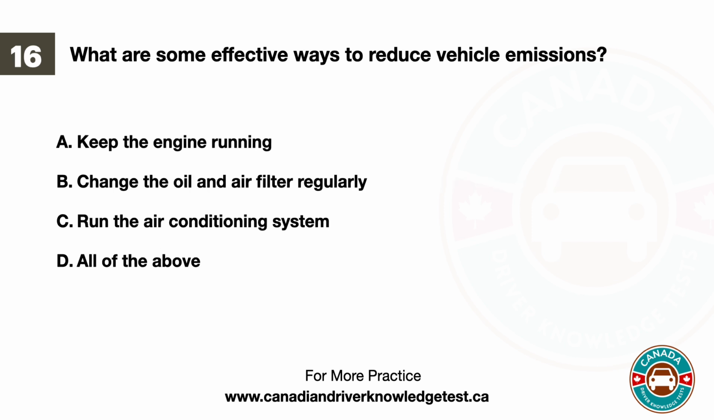Question 16. What are some effective ways to reduce vehicle emissions? A. Keep the engine running. B. Change the oil and air filter regularly. C. Run the air conditioning system. D. All of the above. The answer is B. Change the oil and air filter regularly.